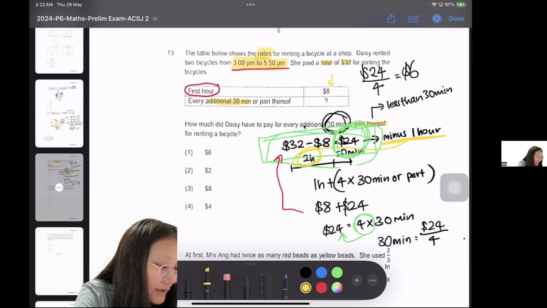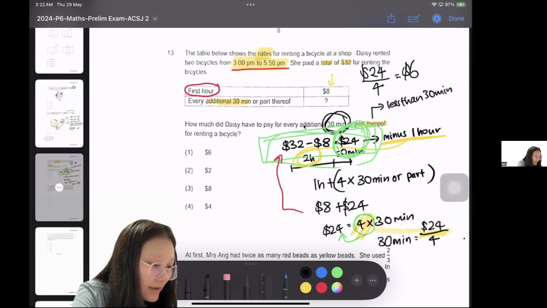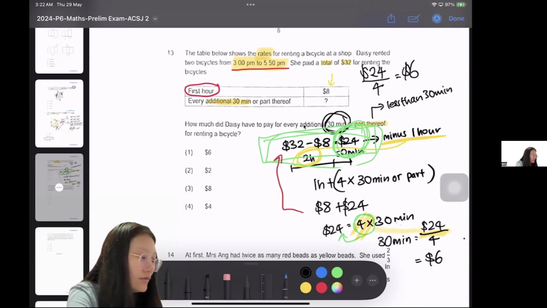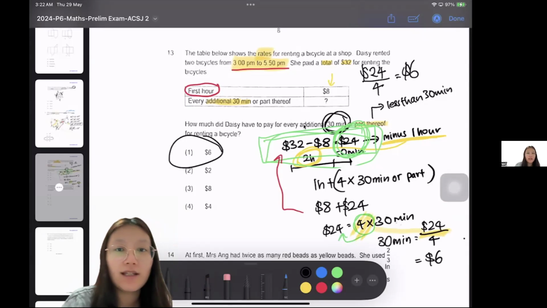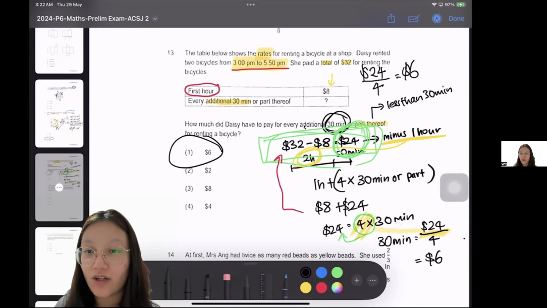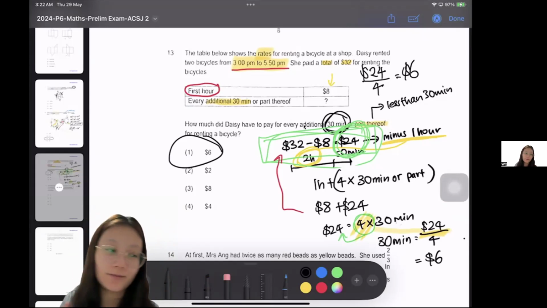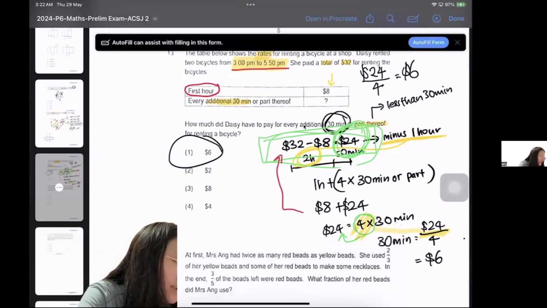So let's do that, okay? Okay, see this 4? Bring over here, become a divide. Okay, times 4 become a divide. Okay. So the answer is 30 minutes, okay, is 24 divided by 4, which equals to $6. So the answer is, for every 30 minutes or extra, she paid $6. Okay, let's move on to the next question.